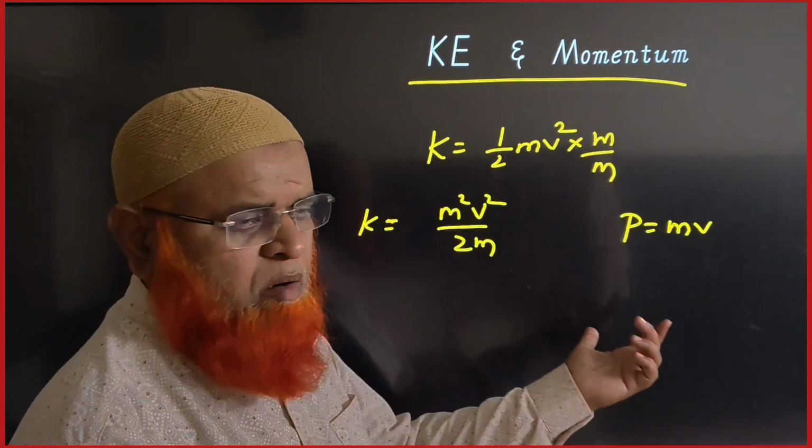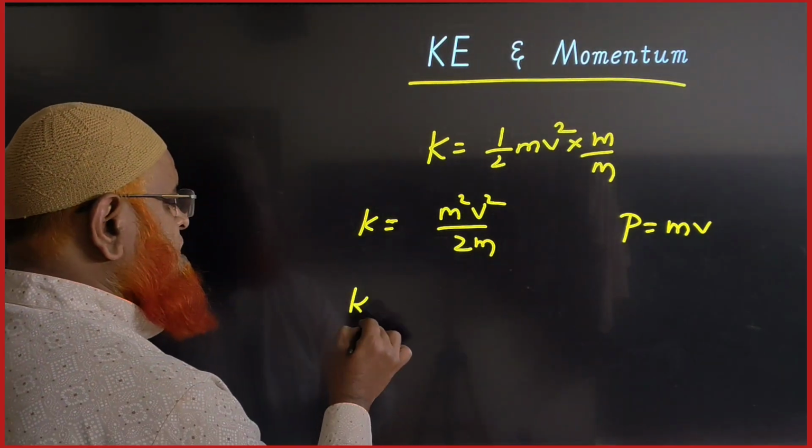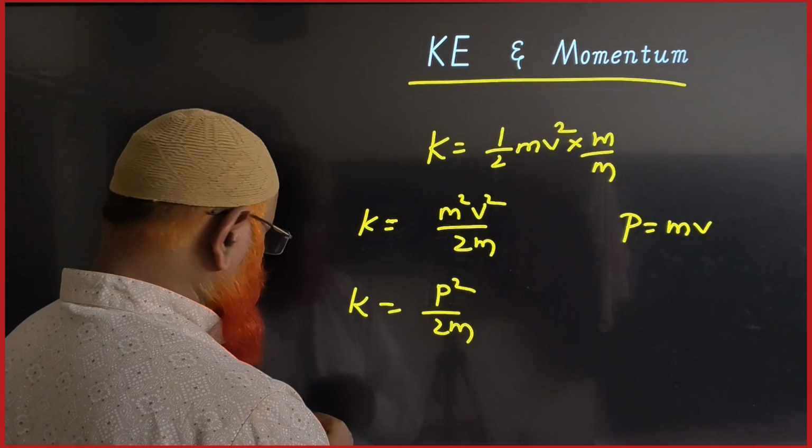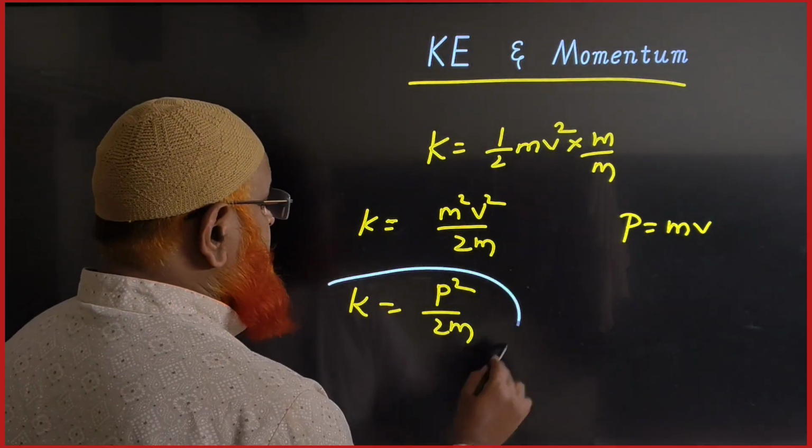हम क्या करेंगे? Momentum का formula मालूम है, mass into velocity हो गया. So what is the kinetic energy? Half m square v square is nothing but p square by 2m. Okay? This is going to be your final formula. ये हो गया आपका final formula.